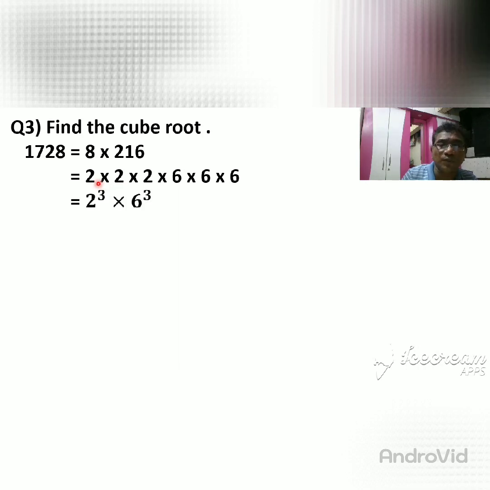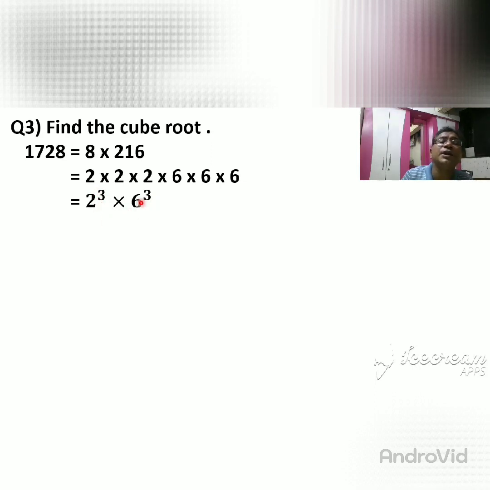So we can write it in indices. 2, how many times? 3 times. So 2 into 2 into 2 is 8. For 216, the unit place is 6, so you are multiplying 6 three times: 6 into 6, 36; 36 into 6, 216. Okay, so 2 is multiplied 3 times, so we write 2 indices 3. Then 6 is multiplied 3 times, so we write 6 indices 3. So 2 indices 3 into 6 indices 3.